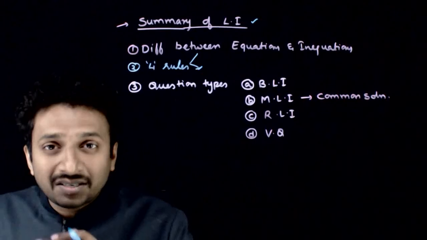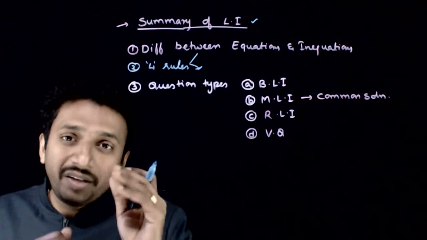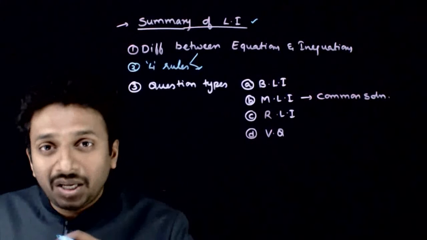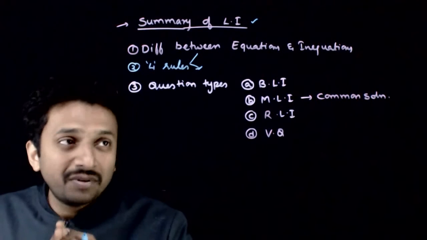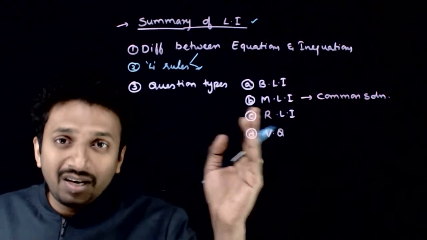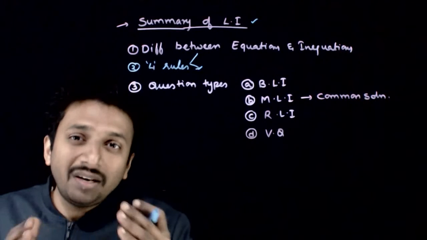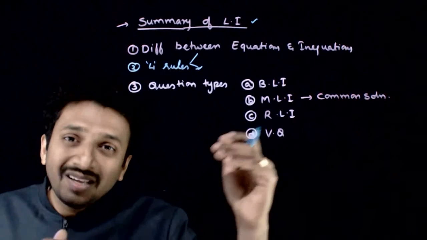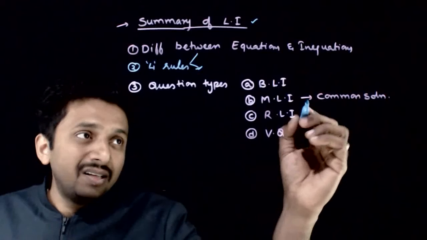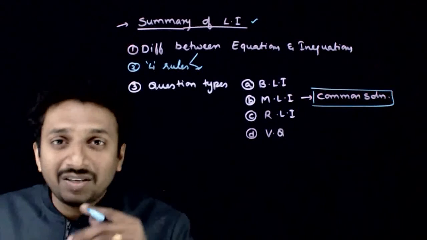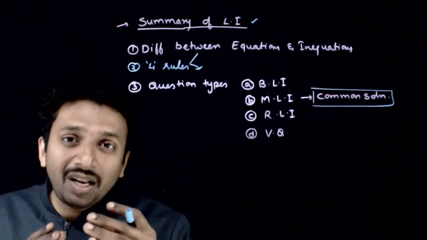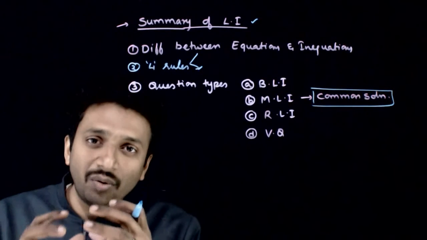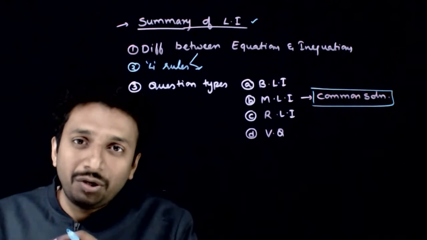And next you have gone through different types of questions that you encounter in this chapter. So basic linear inequations, very easy to solve. Multiple linear inequations, where you have more than one linear inequation in a particular question. In that we have seen 3 types, and the thing that you need to remember is, whenever you have multiple linear inequations, you have to find the common solution. You solve each of these inequations individually and find the intersection of all the solutions.